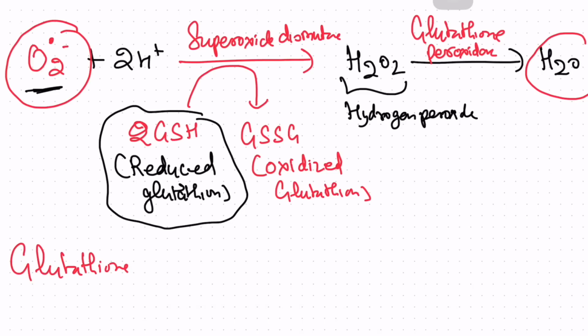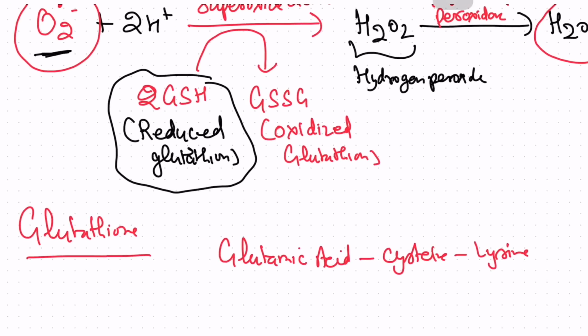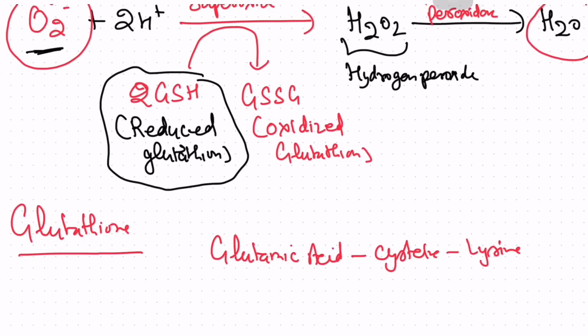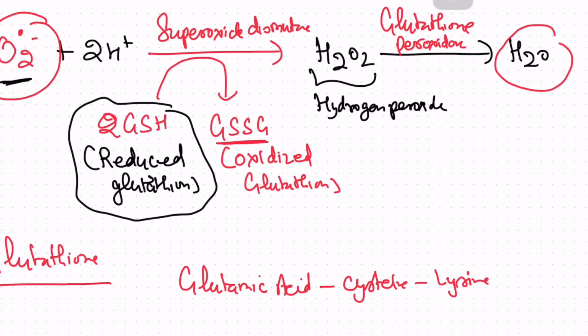So just remember what glutathione is. It has three amino acids: one is glutamic acid, then cysteine, then lysine. So this is glutathione, and you must remember it is reduced glutathione. And what is oxidized glutathione? In the case of oxidized glutathione, this is GSSG, it is oxidized glutathione. So in the case of oxidized glutathione you are going to have the same things: glutamic acid, cysteine and lysine.